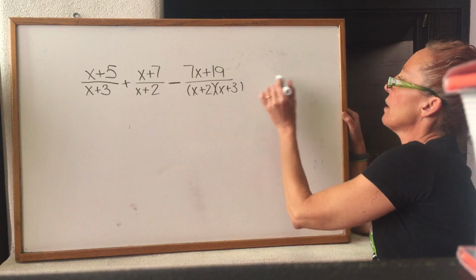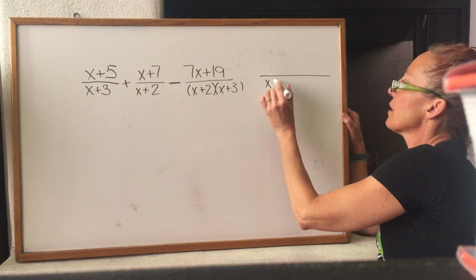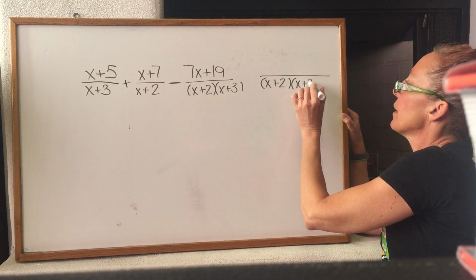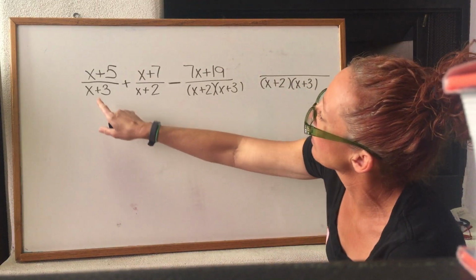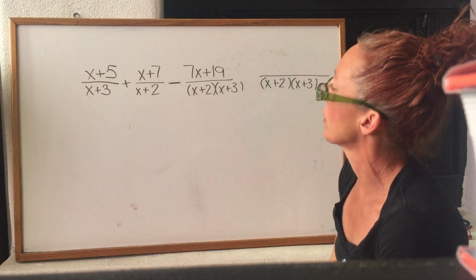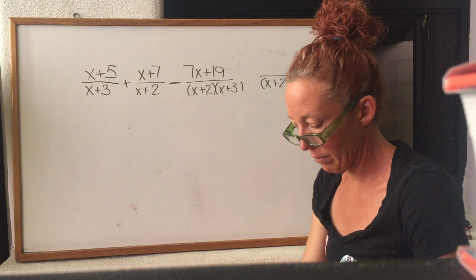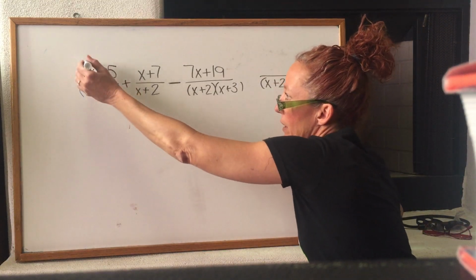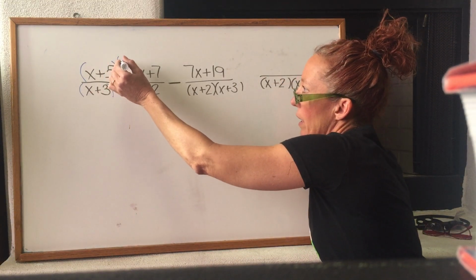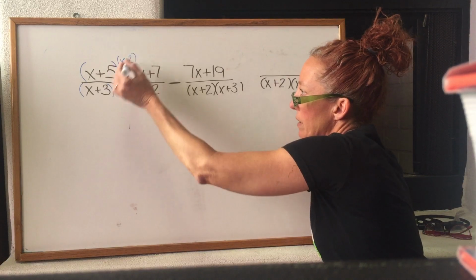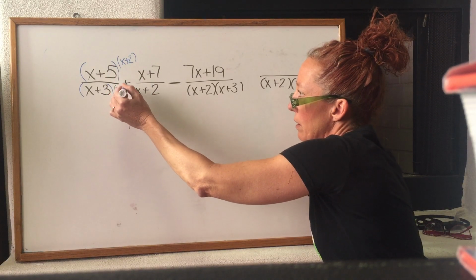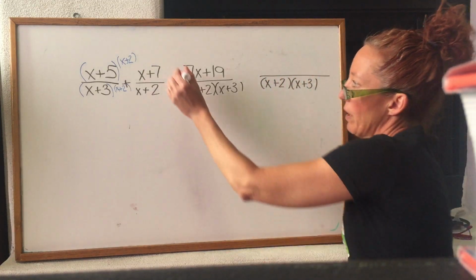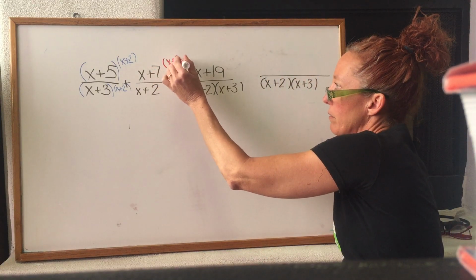All right, so my common denominator is going to have an x plus 2 and an x plus 3. All right, so the thing that's going to make this unique is notice that I have a binomial in the numerator. So I'm going to multiply the top and the bottom here by x plus 2 because that's what I'm missing. And then I'm going to multiply the top and the bottom here by x plus 3.